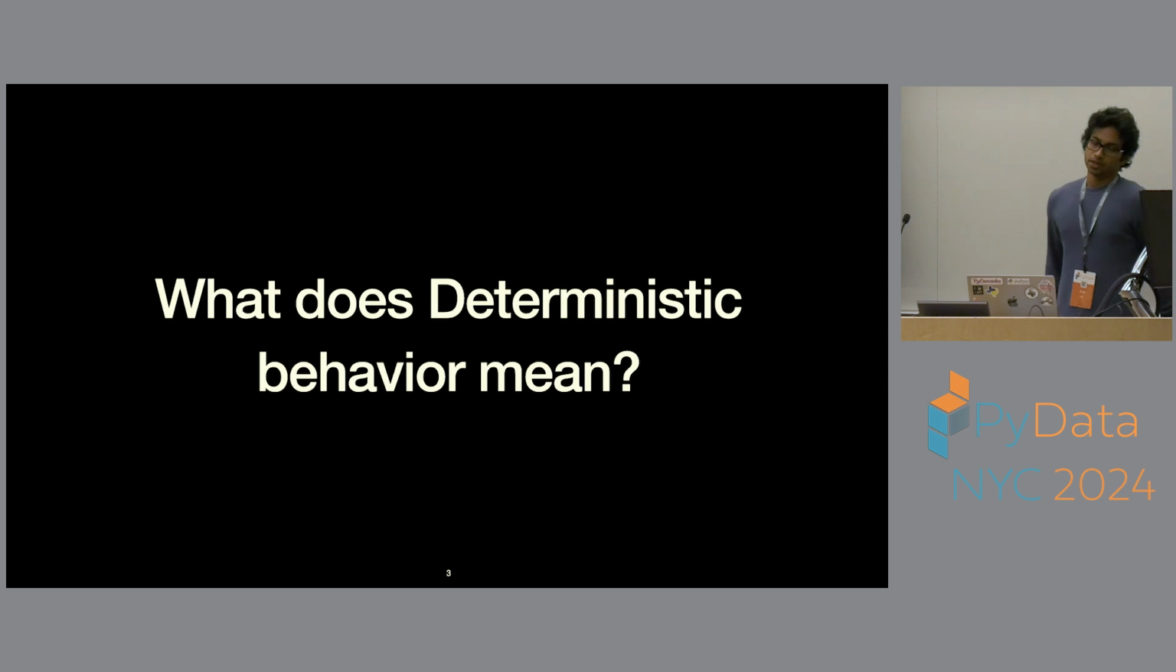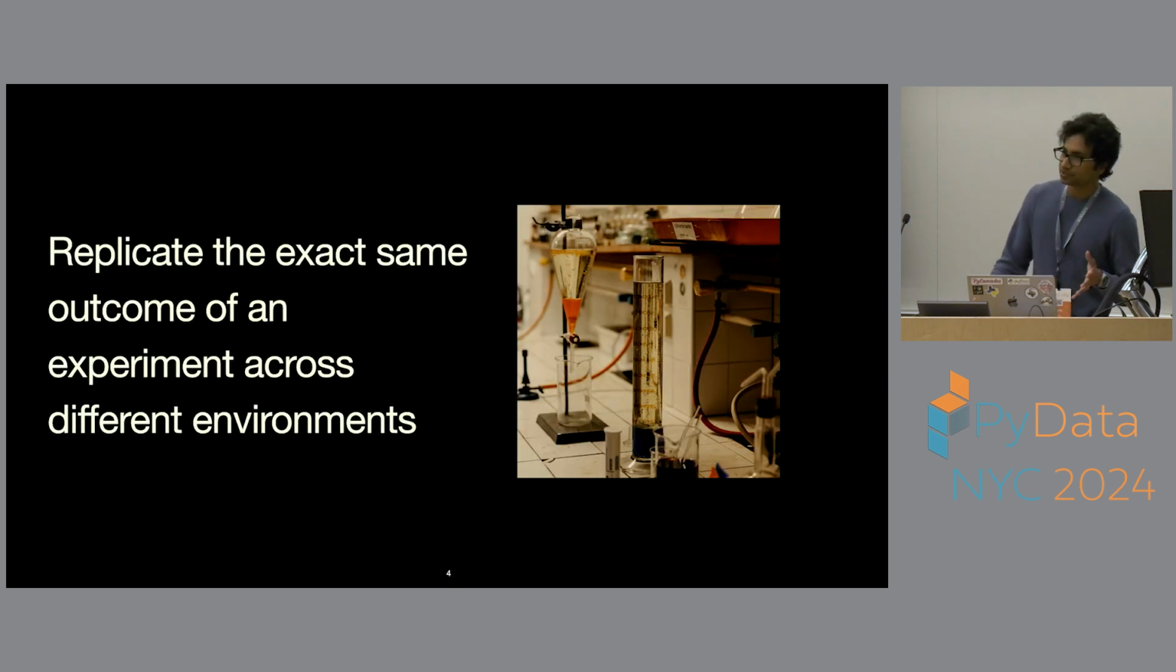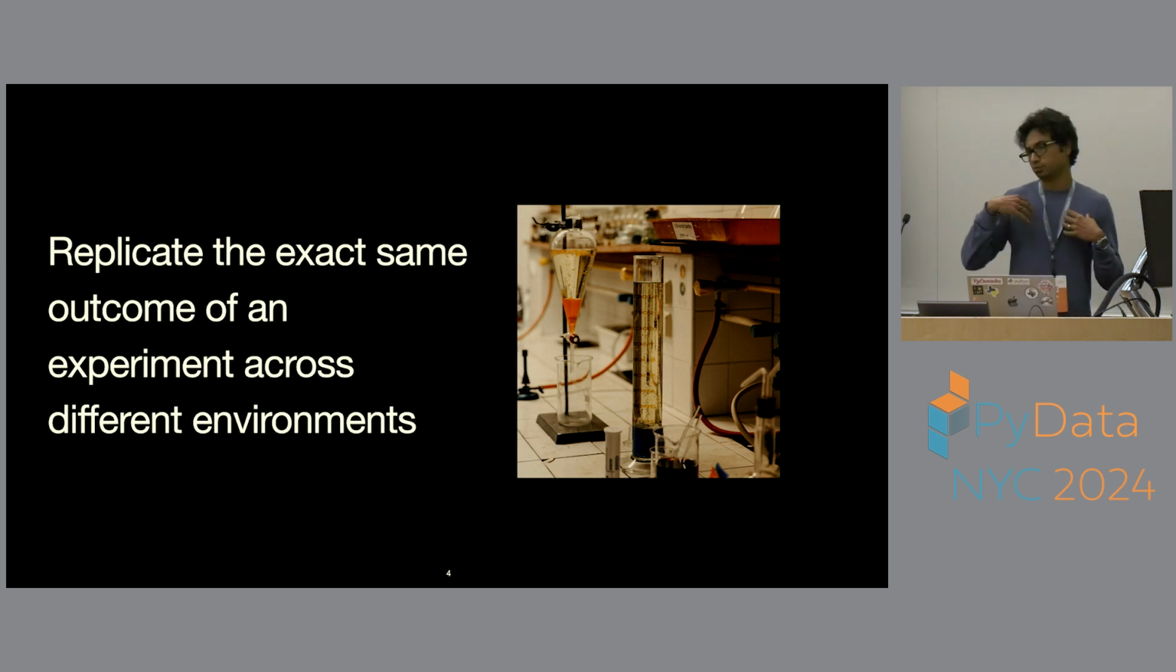So first of all, I'm going to start with what does it really mean for a system to have deterministic behavior, right? So the formal definition is that we want to replicate the exact same outcome of an experiment across different work environments. Okay, that work environment could be anything. It could be my machine. It could be something in production. It could be anything. So I want to replicate the same exact thing across different computing environments.